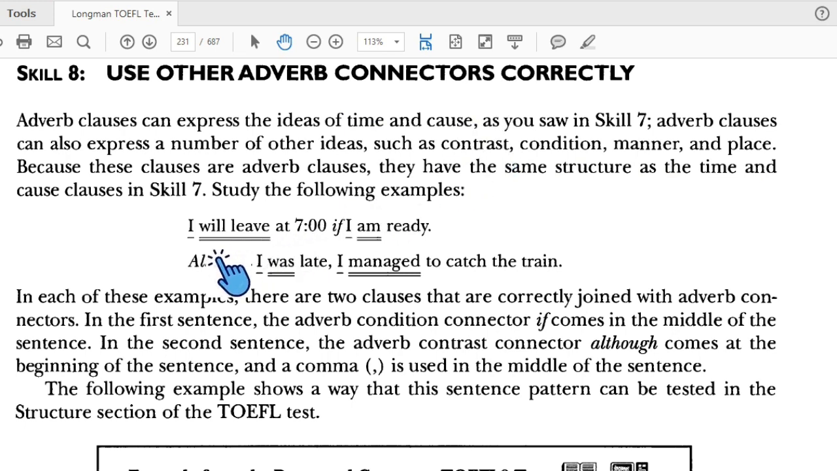Look at the example, same structures. I will leave at 7 if I am ready. If is the adverb connector, I is the subject, will leave is the verb. Okay, if we put it in the middle, there is no comma. But if we put it at the first or behind, we put a comma here. Although I was late, I managed to catch the train.